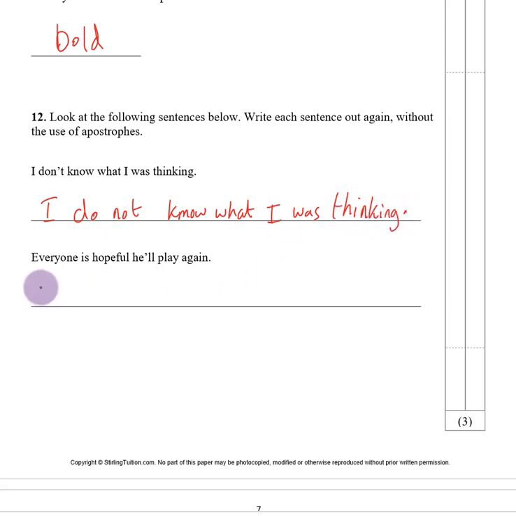And then we have the one below. Everyone is hopeful. He will play again.